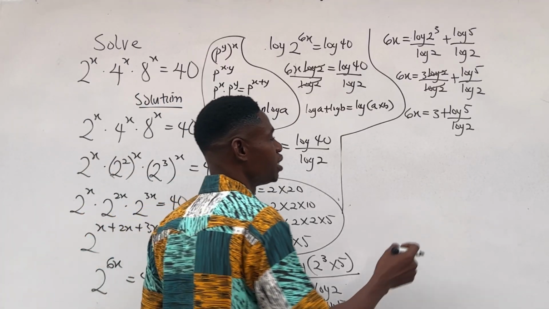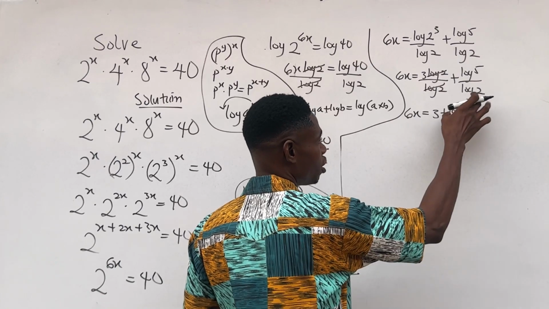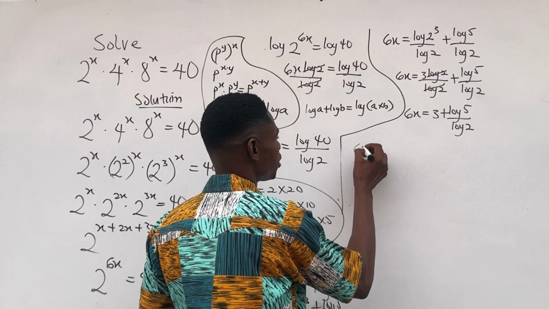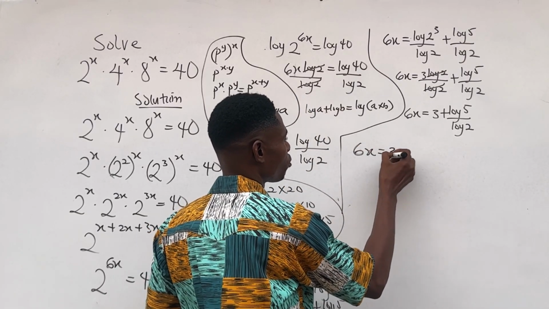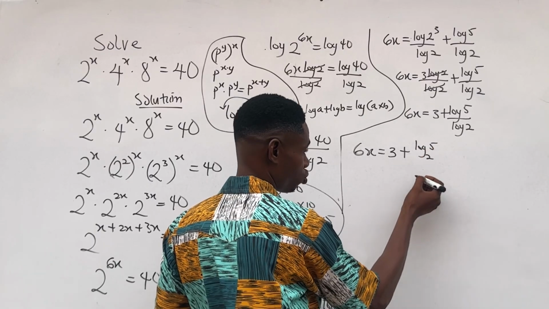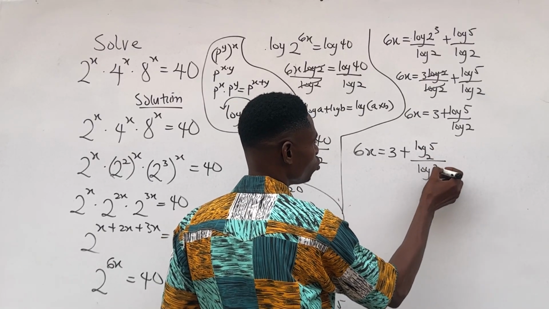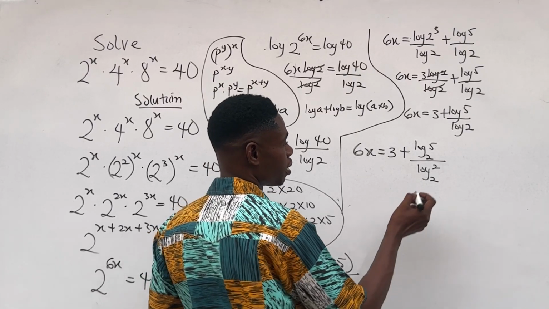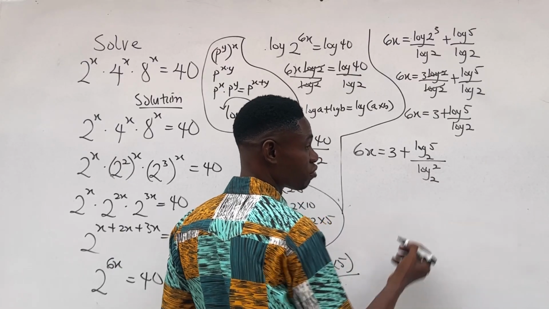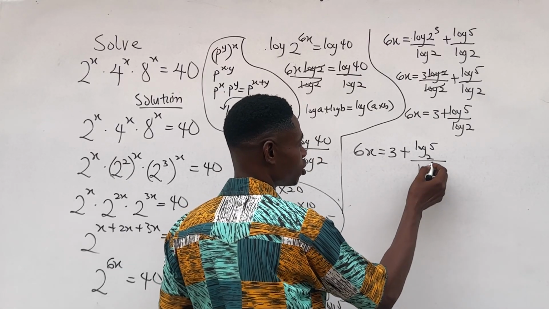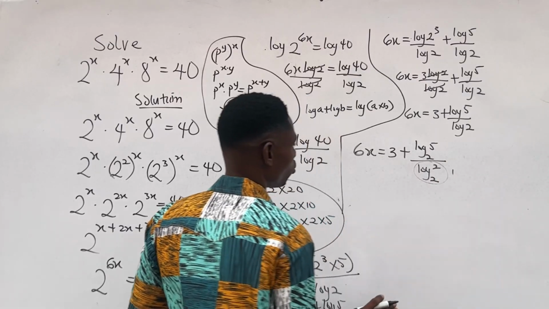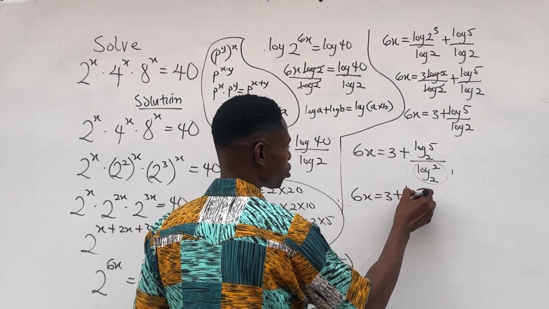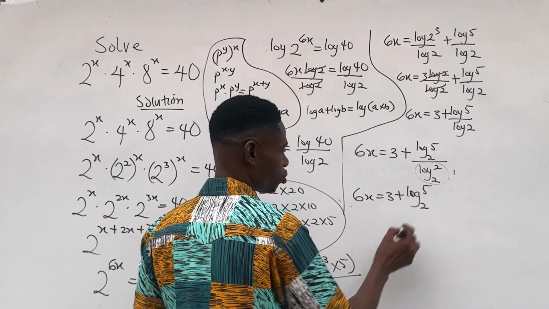And now, if we make the base of these two logs, that's the numerator and the denominator, if we make their bases 2, what we're going to have is 6x equal to 3 plus log 5 base 2 divided by log 2 base 2, right? And now, log 2 base 2, once the argument and the base of a log are the same, the answer is 1. So this is just over 1, which can be ignored. So what we'll have is 6x equal to 3 plus log 5 base 2.